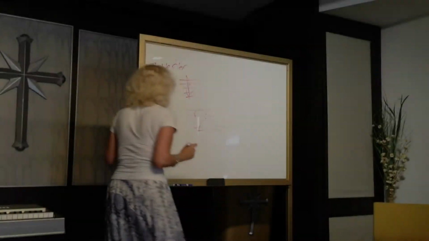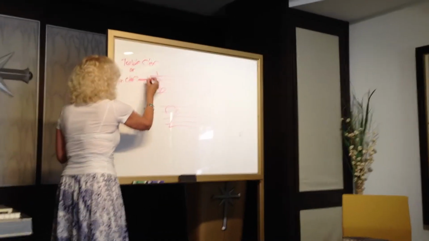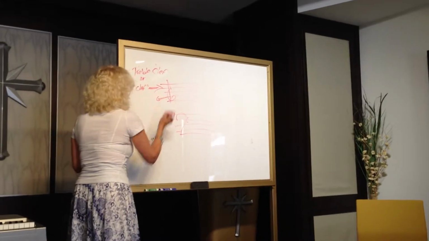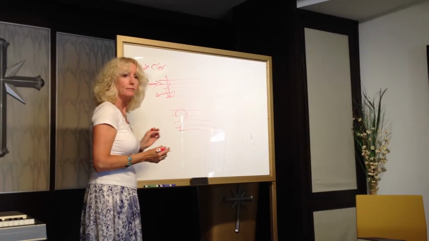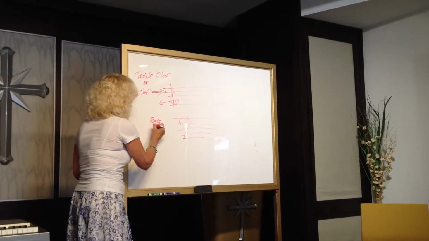New clef. Okay, this is your G clef, because this is G, the G above middle C. What is the bottom one? The bottom one is called bass clef, or F clef.